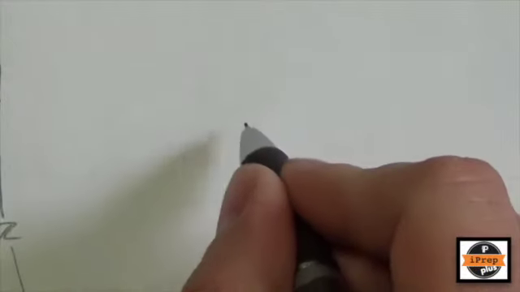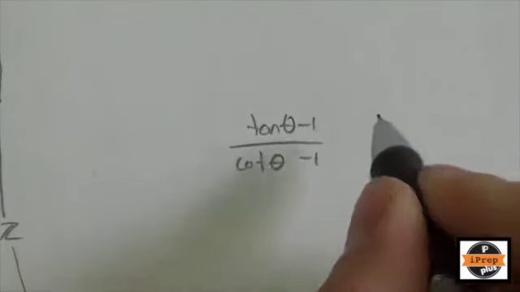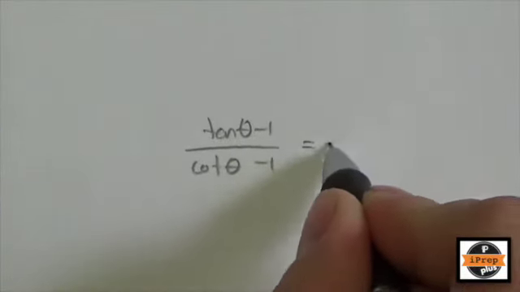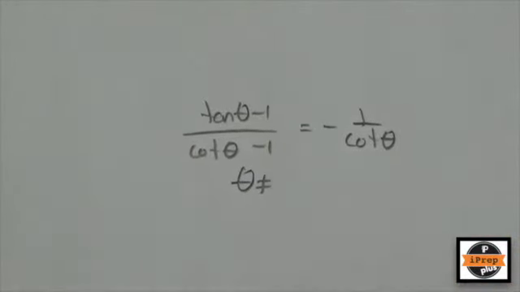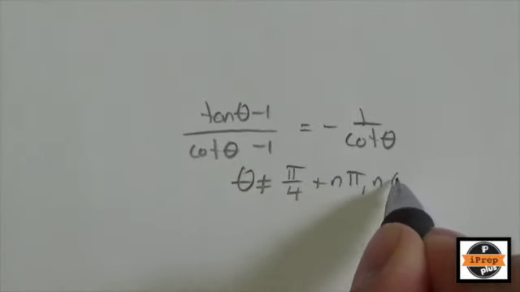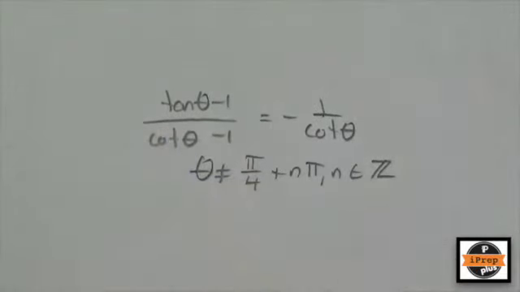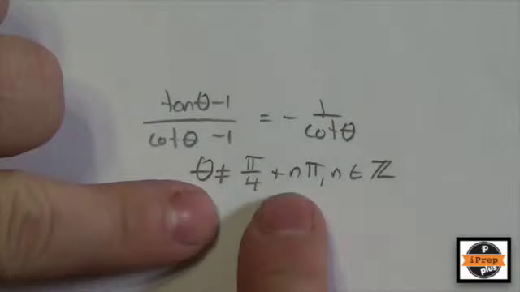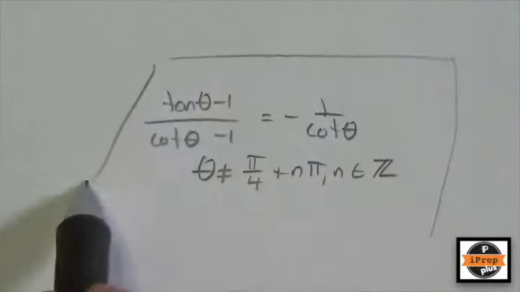The best thing that we can say here is that the tangent of theta minus 1 over the cotangent of theta minus 1 is equal to negative 1 over the cotangent of theta, so long as theta does not equal pi over 4 plus n pi, where n is an element of the integers. Okay, for all other values, the left side and the right side will be the same. They'll even be undefined at some specific values, but not here. This is where they differ. Okay, and so that's the best you can say in a scenario like this.